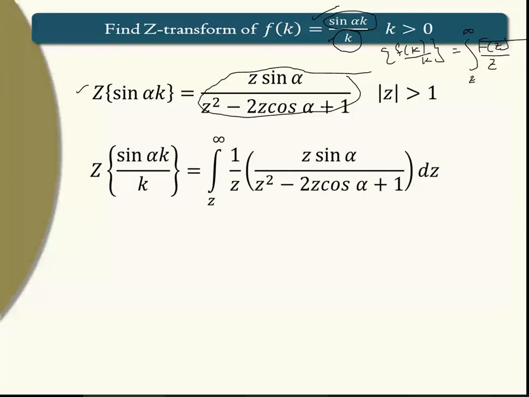So by using division by k property, we have taken all this function, we divide it by z, that is multiplying by 1 by z, and integration of that from z to infinity. So we use this property. Now, this z gets cancelled. Now we get sine alpha upon z square minus 2z cos alpha plus 1. Sine alpha is a constant term, so no problem. If you want, you can take it out of the integral sign, or you can keep it as it is.